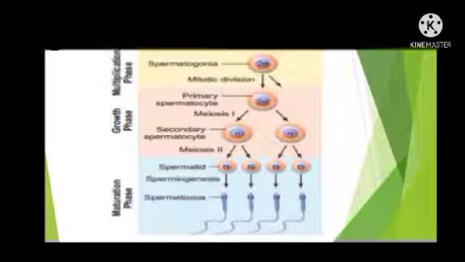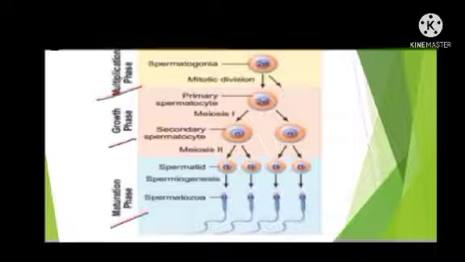Now, what is spermatogenesis? Spermatogenesis is the formation of haploid male gametes called spermatozoa from the diploid germ cells present in the testis. Spermatogenesis is divided into three phases. What are the three phases? Multiplicative phase, growth phase and maturation phase. So first is the multiplicative phase.